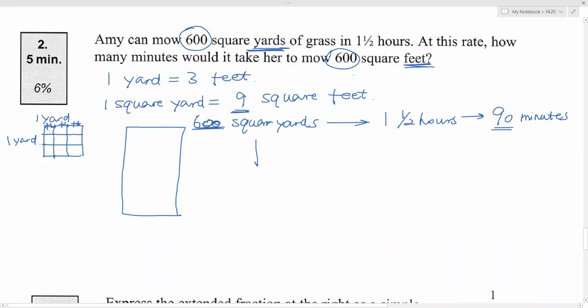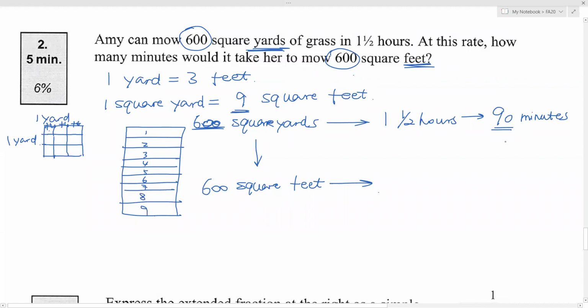Now I'm saying we need to figure out 600 square feet. And we know that 1 square yard is 9, right? And 600 square yards is also, there are nine 600 square feet in 600 square yards. Okay, so there are 9. 1, 2, 3, 4, 5, and then 6, 7, 8, 9. Then we do what? 90 divided by 9 equals 10 minutes. That's it.